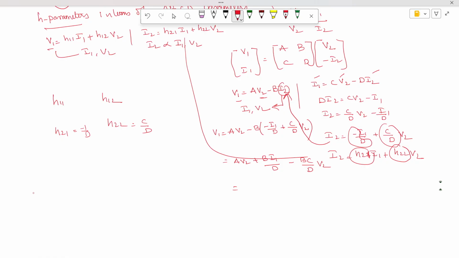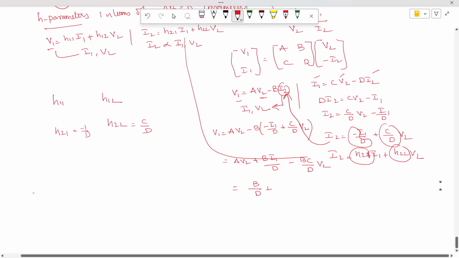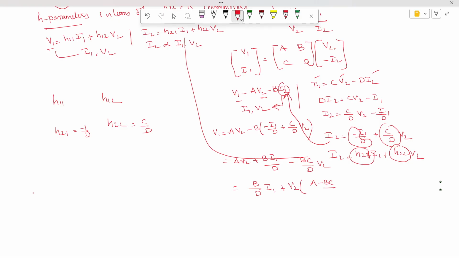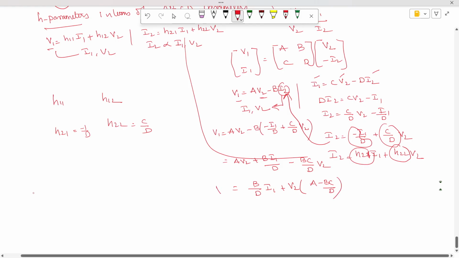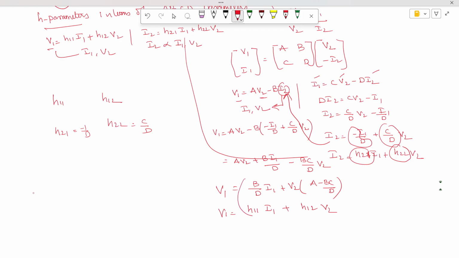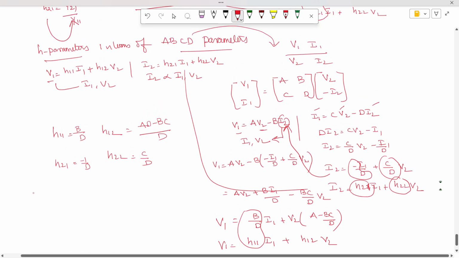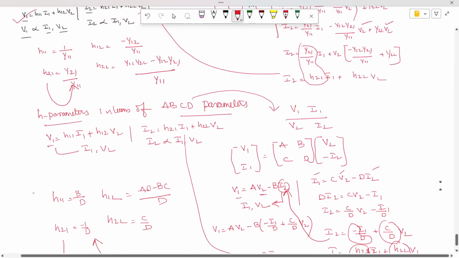Take I1 as a common term. This is B by D into I1, and V2 is common. We have A minus BC by D. So compare with the standard expression. V1 is equal to H11 I1 plus H12 V2. H11 value is B by D. H12 value is AD minus BC divided by D. So this is how we successfully transformed H parameters in terms of ABCD parameters.